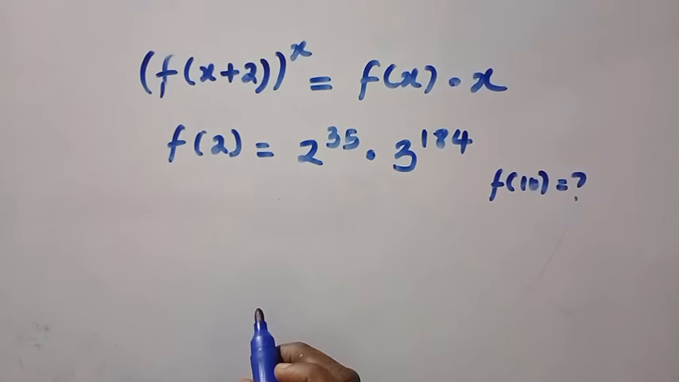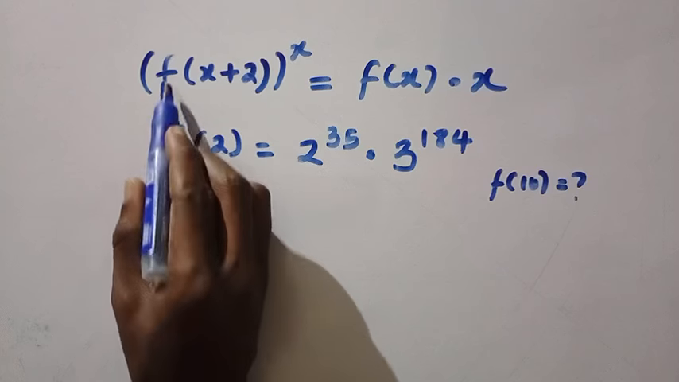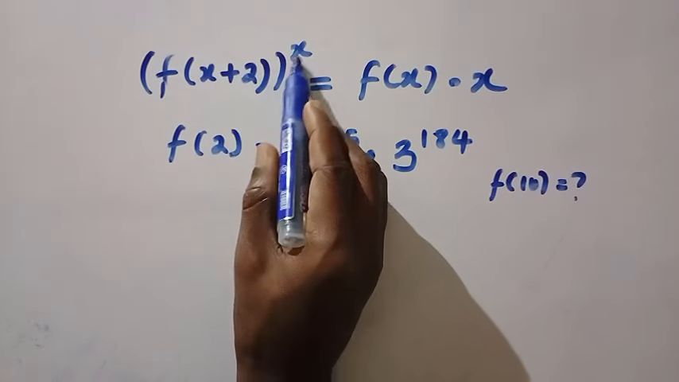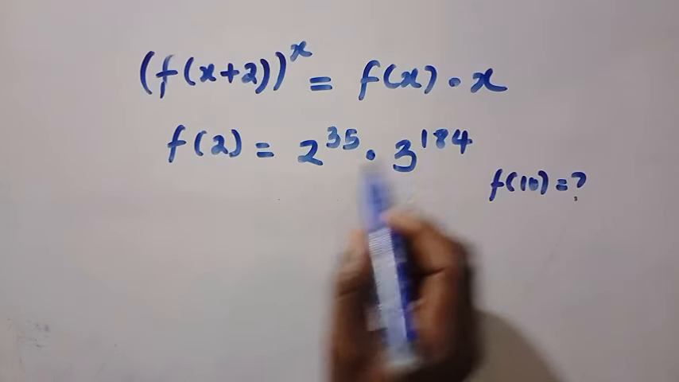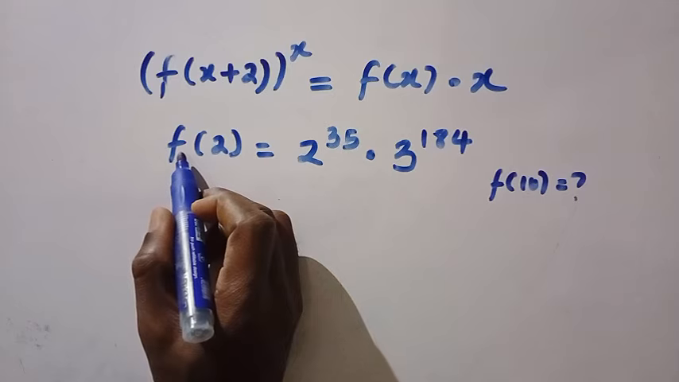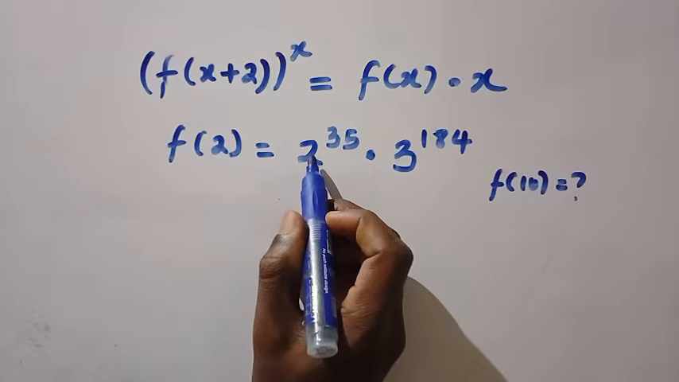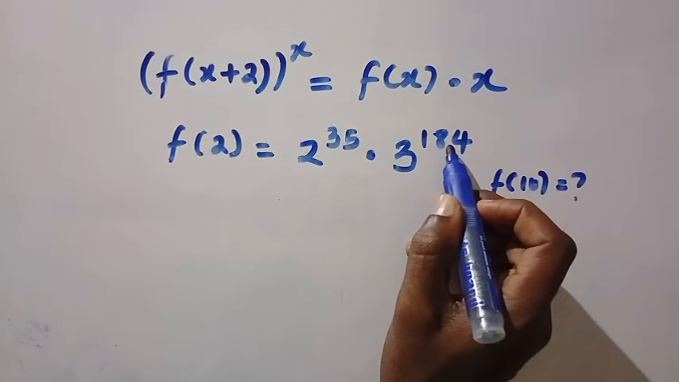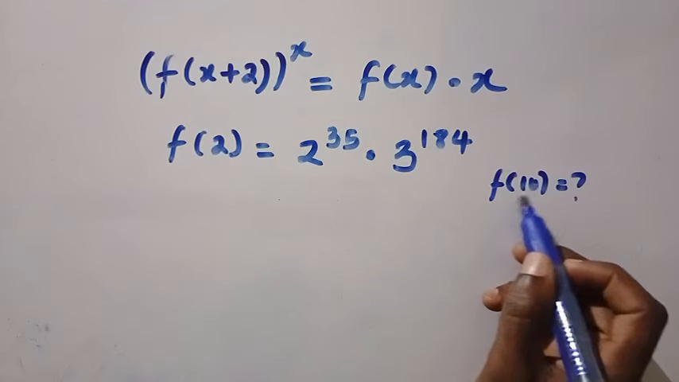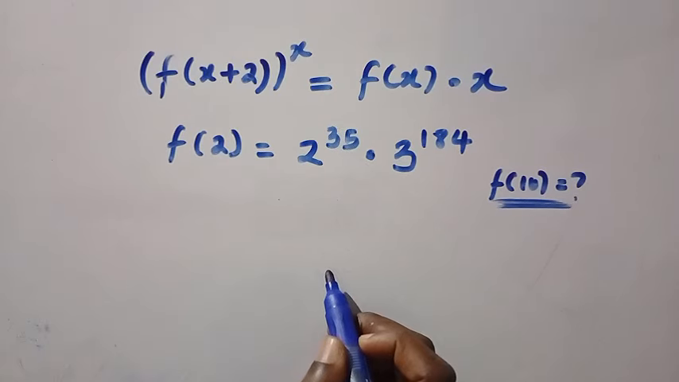How to solve these nice functional equations? f(x+2) all to the power of x equals f(x) multiplied by x. Then we still have f(2) equals 2 power of 35 multiplied by 3 power of 184. And what is f(10)?